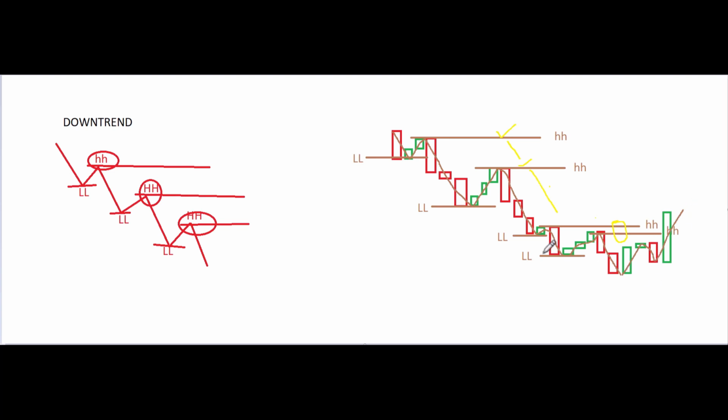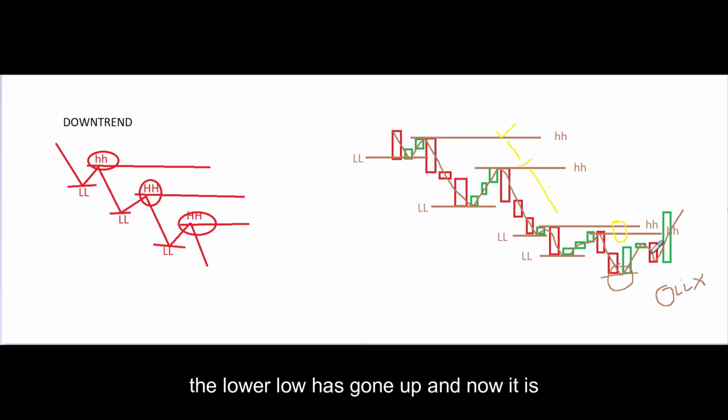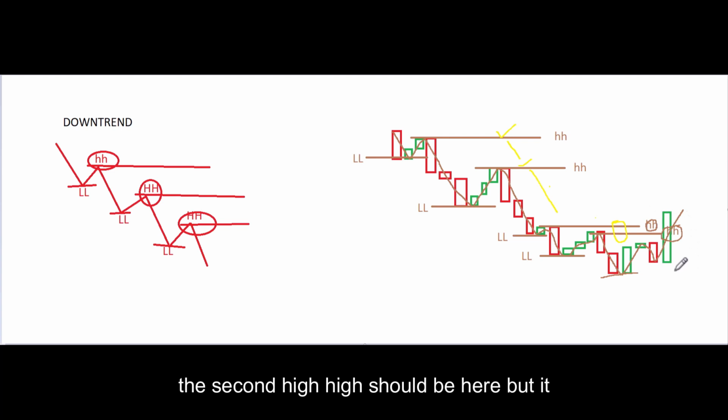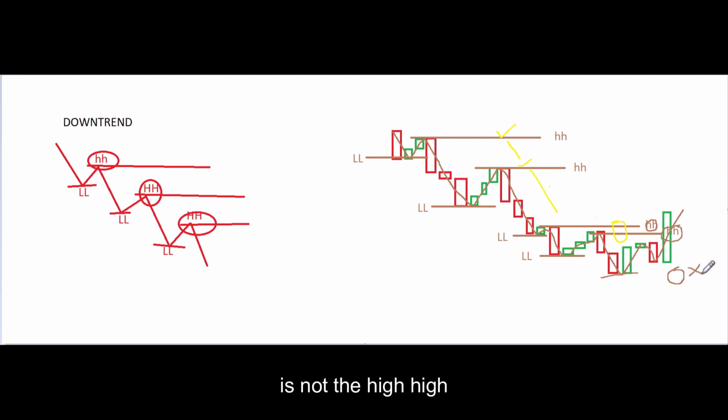So now if we continue drawing this trend, you will see that there is a lower low, right? But after this lower low, if the uptrend continued, there should be a lower low right here. But unfortunately, there is no lower low. The lower low has gone up and now it is here. And if we take the situation of higher highs, this was a higher high, right? This was a higher high, right? The second higher high should be here, but it is not. The higher high went up from here to here.